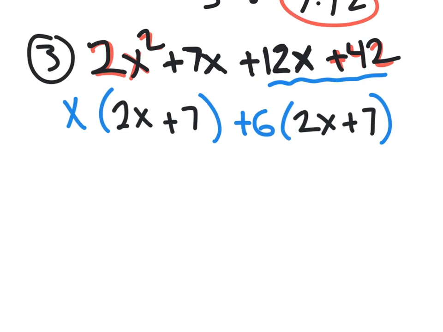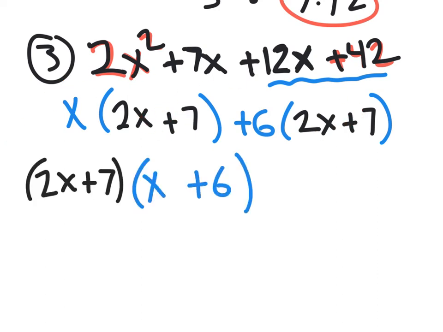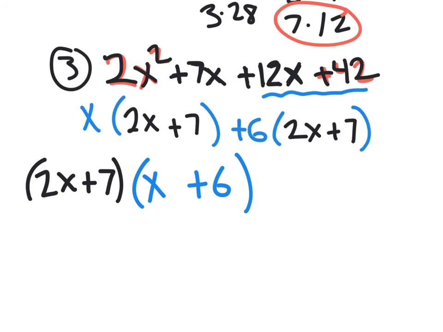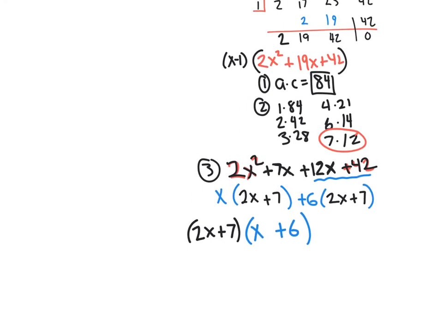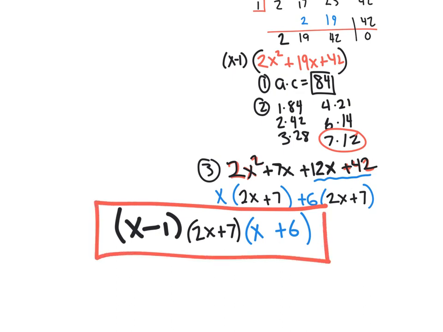So what I'm going to do is pull out the 2x plus 7 from both groups and put it out here in the front. So if you pulled out the 2x plus 7, you have it out here in the front, and the x is left over and the 6 is left over. So this is now your factored form of the above quadratic trinomial. Now don't forget that they also gave you the x minus 1, so you bring that down, x minus 1. So all of these are your different factors of the original polynomial.